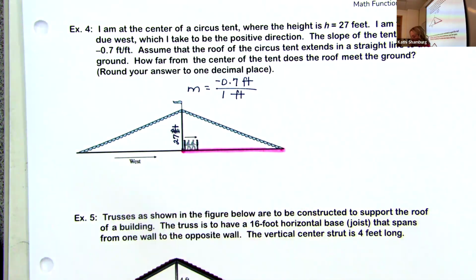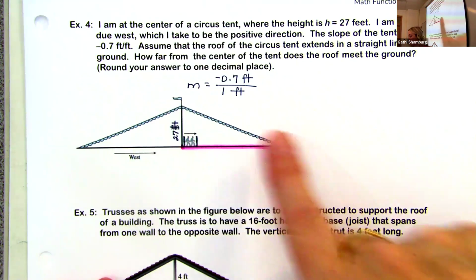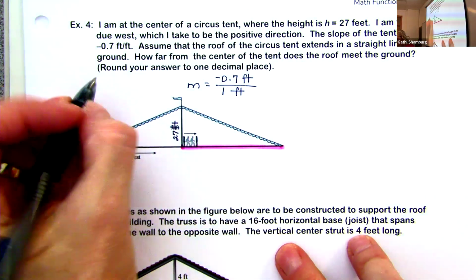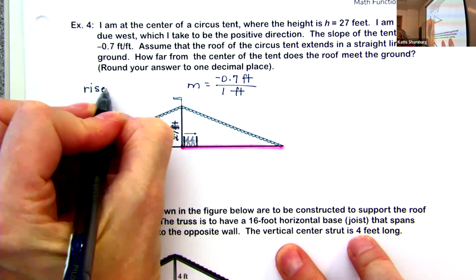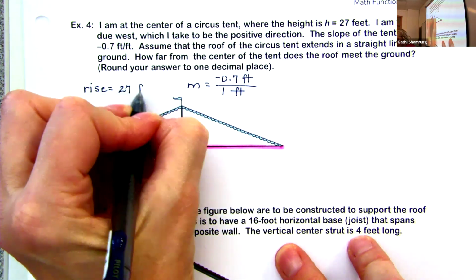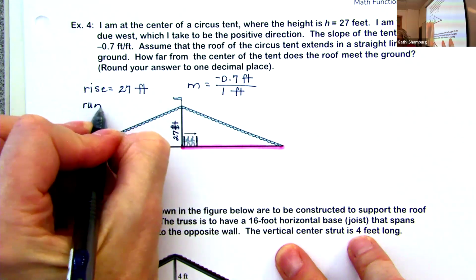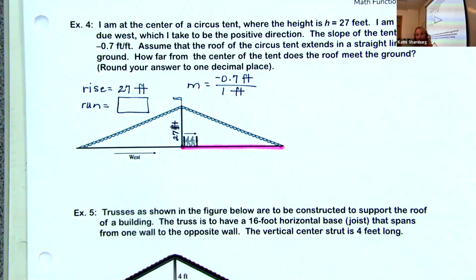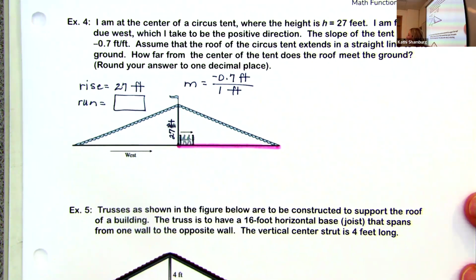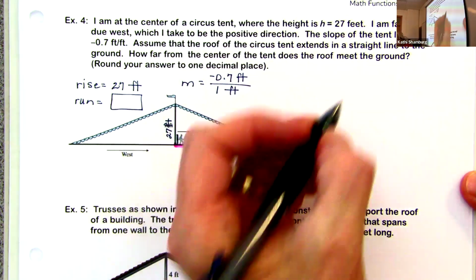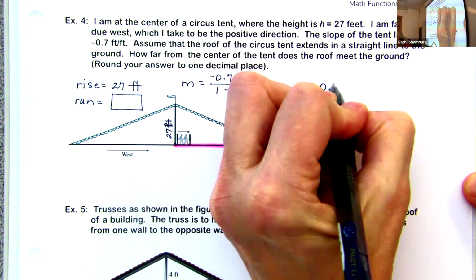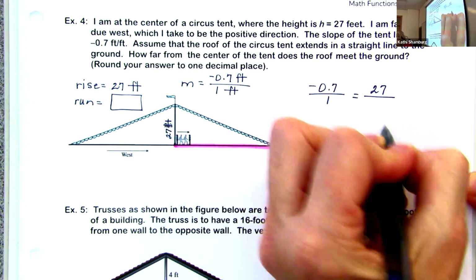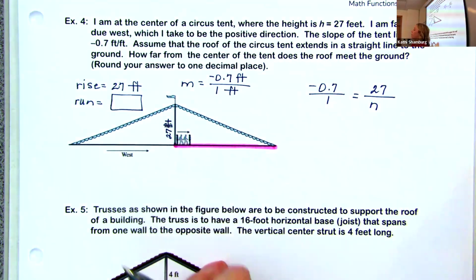Okay, so just looking at our picture and labeling everything, we were given the slope, and what else were we given? The rise. And it is asking us to find the run. Okay? All right, so if we approach this just like we did on the prior example, I'm going to write my slope equals rise over, and I'm looking for the run.